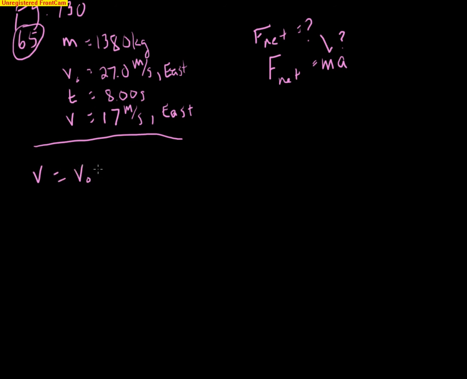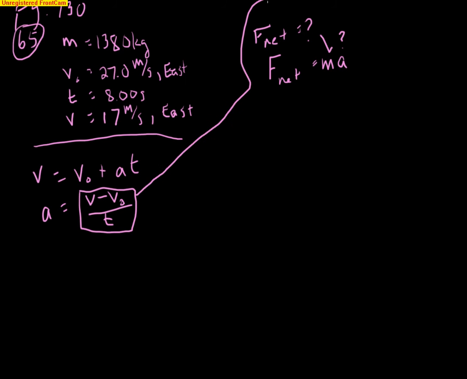It's this one: V equals V naught plus A times T. So if we rearrange that for A, it's going to be V minus V naught divided by T. So if we want, we can plug this expression in over here for A. So then this becomes F net equals M times V minus V naught divided by T.